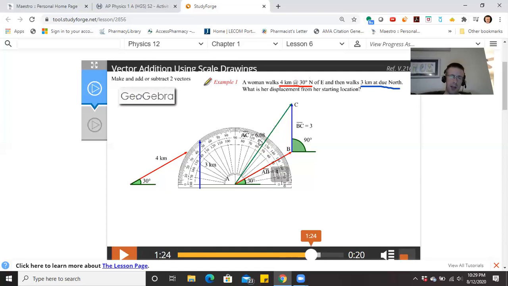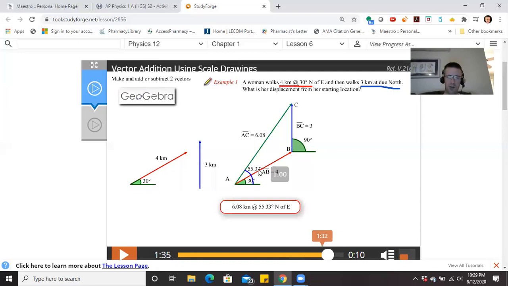And then after we measure the distance of that vector, we measure the angle that it makes with the x-axis. So you can see it's between 50 and 60-ish. I'm going to guess 55 degrees. And the answer, you'll see, oh, I was close, 55.33 degrees. So you can see that our resultant vector is about 6.08 kilometers at a direction of 55.33 degrees north of east.